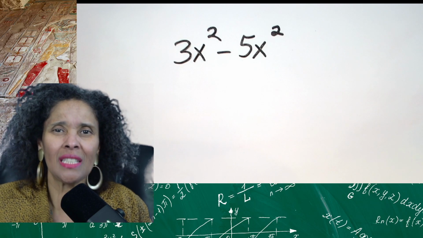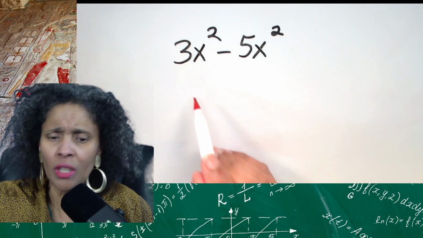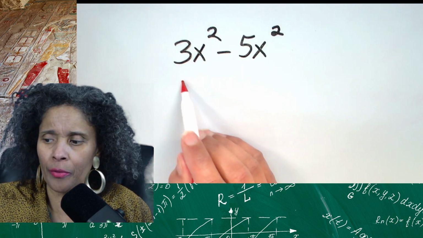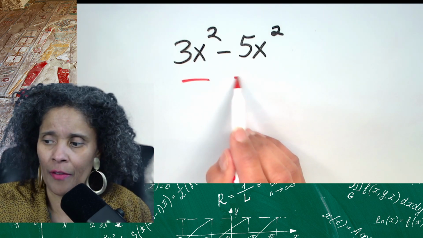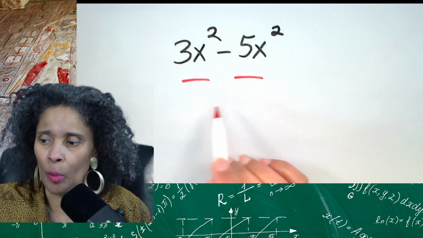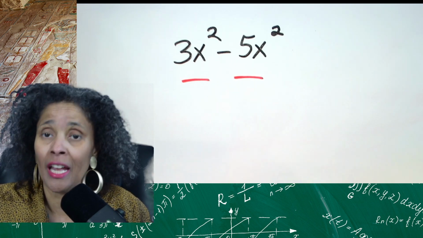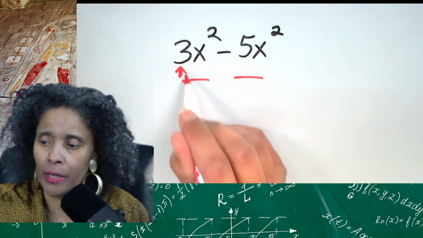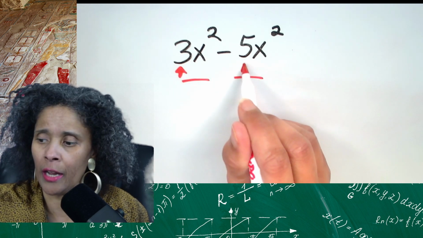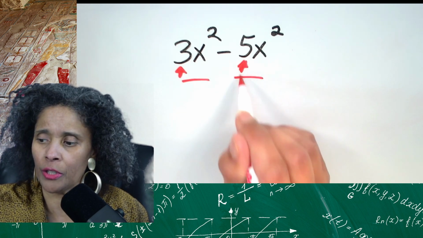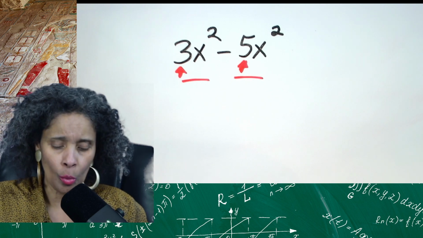So let's take a look at this example and see if we can get it. As we look at this example right here, we have two terms. We have 3x squared and minus 5x squared. These are terms, right? Both of them are terms in this algebraic expression. And the coefficients are 3, that's the number part of this term, and the number 5. So the coefficients are 3 and 5.